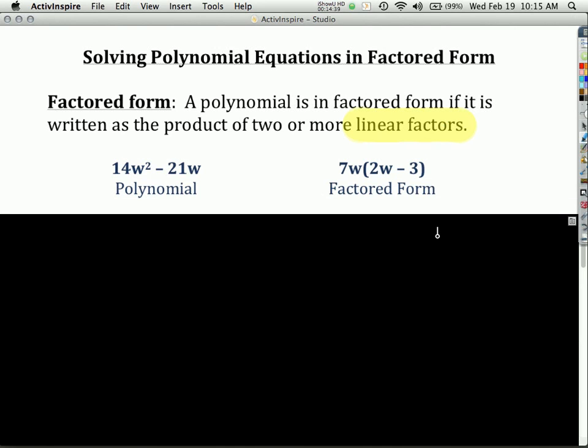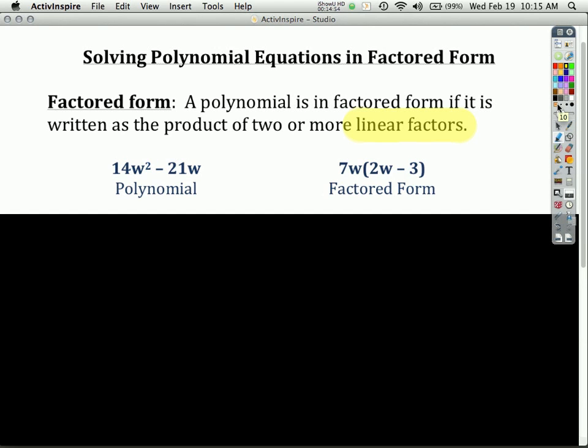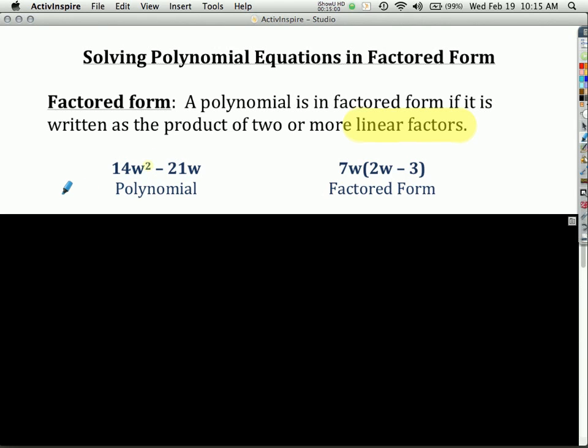Here's an example. Here's a polynomial: 14w squared minus 21w. That squared is what changes everything. You have no idea how to solve that. You never learned. And it's much more complicated than what you've learned in the past. That one detail is what makes this nonlinear. Today you're going to learn how to do this. It's the same thing in factored form.